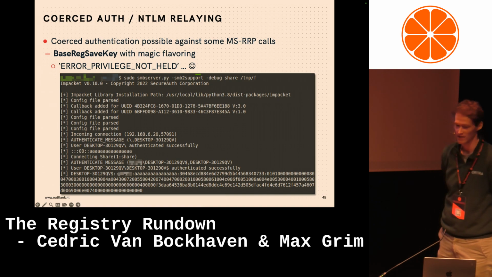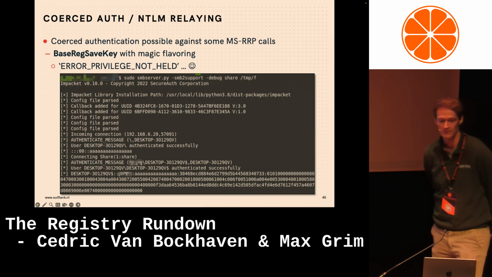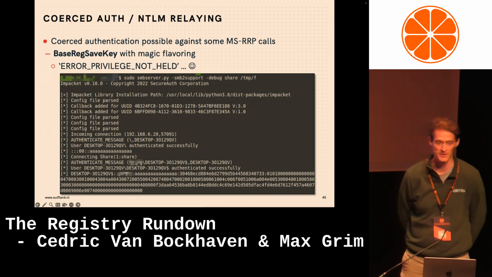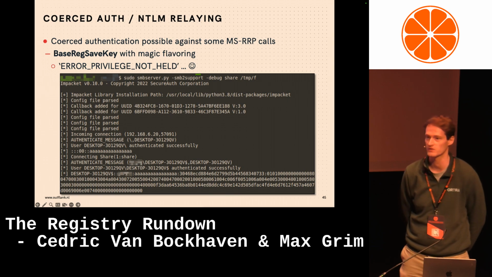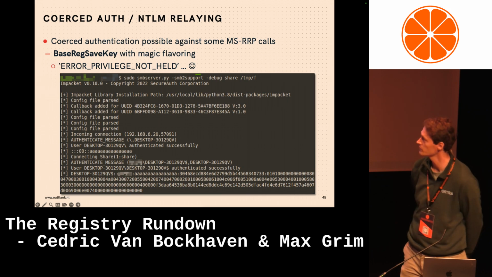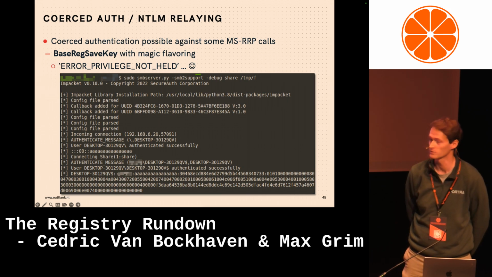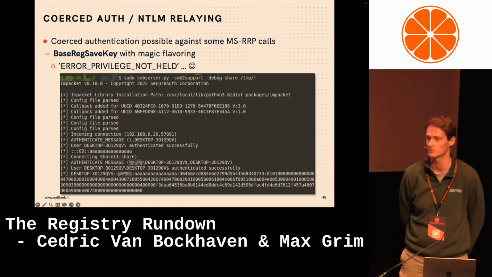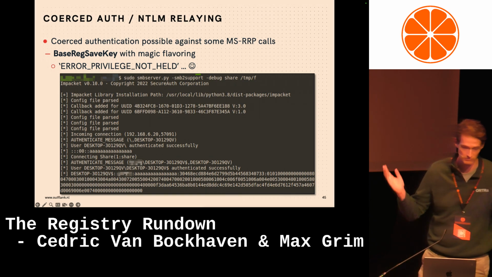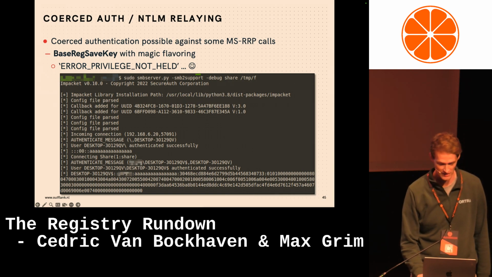So there is a registry RRP interface you can use, BaseRegSaveKey, to trigger a coerced authentication on the remote side. So for people familiar with PetitPotam and similar coerced authentications, this is a variation on that. You just need to call it with a few specific parameters, and then it will tell you error privilege not held, and in the meantime you receive the hash of the remote computer, which you can then use to forward it, for example, to ADCS and obtain a certificate for that computer system.